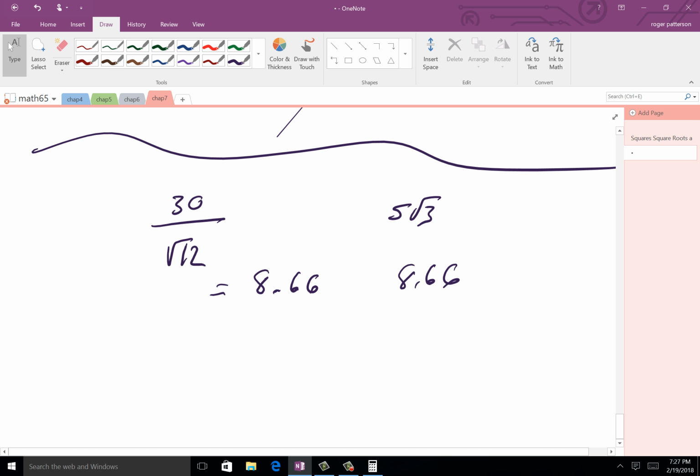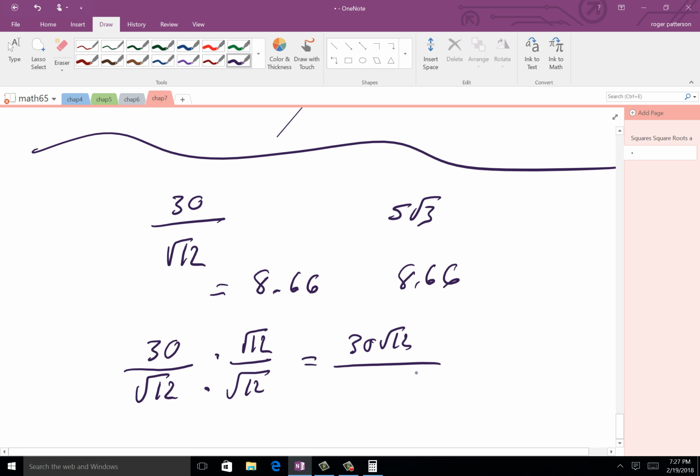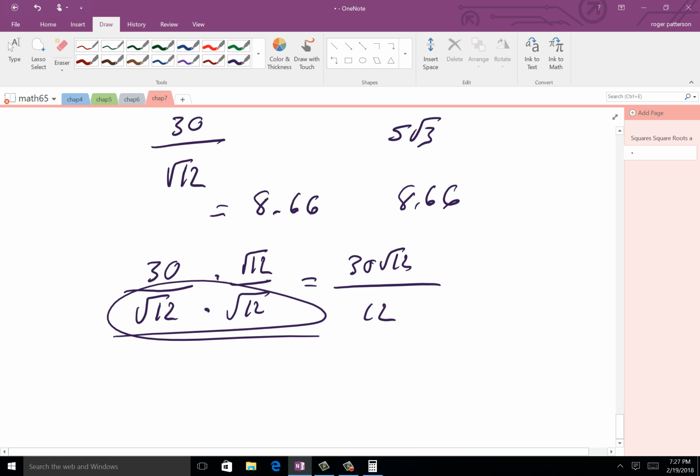Show how these answers are the same algebraically. So if we took this here, we've got to rationalize it. So what are we going to multiply it by? Square root of 12, good. Top and bottom, because it's got to be multiplied by the same thing. 30 square root of 12 on the top. What are we going to get on the bottom? 12. That's why it's rationalized. Good, good, good.